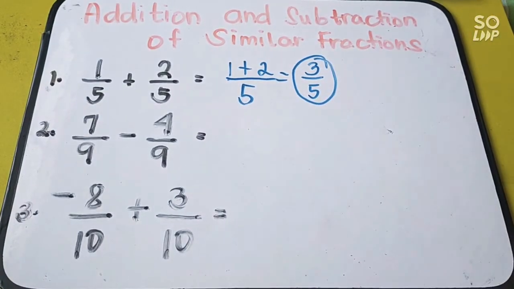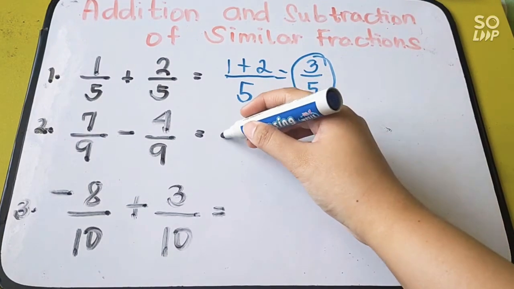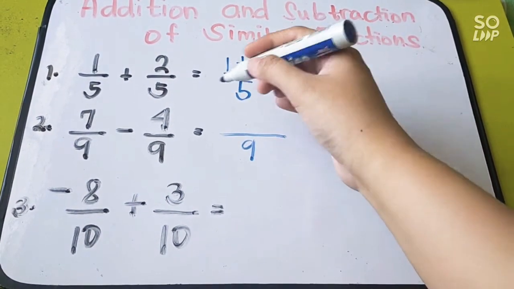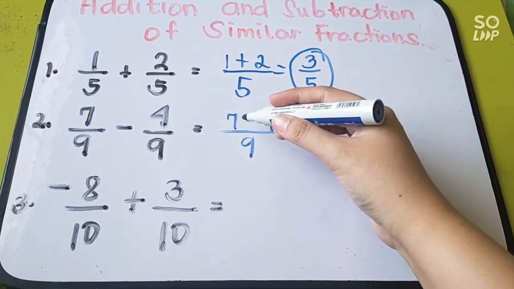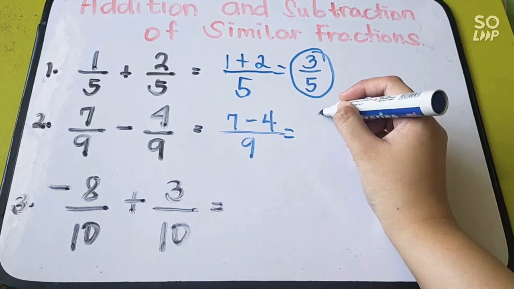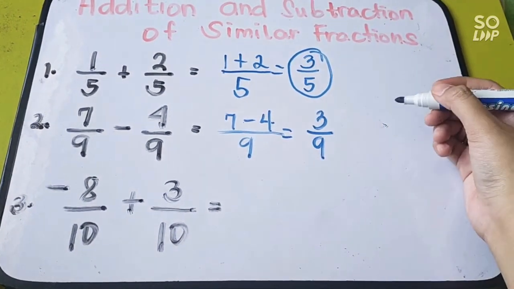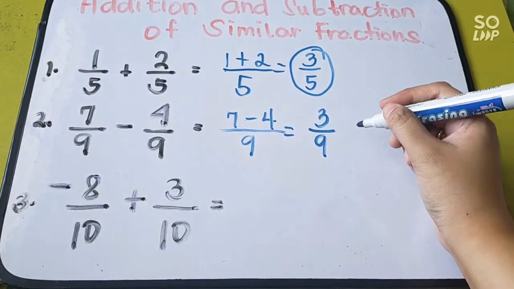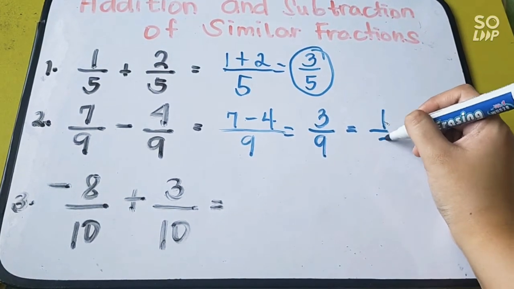Let us have number 2. 7 over 9 minus 4 over 9. Copy the denominator, which is 9. Then combine 7 minus 4. Simplify 7 minus 4. The answer is 3 over, just copy, 9. Then, 3 over 9, we can simplify this one furthermore. So, the answer here is 1 over 3.